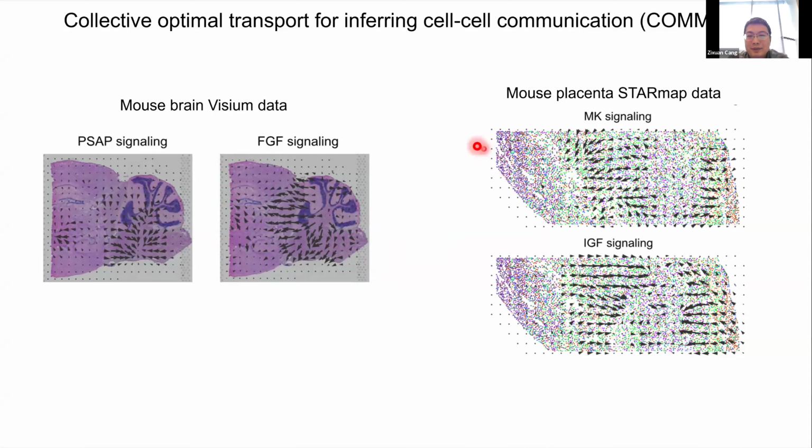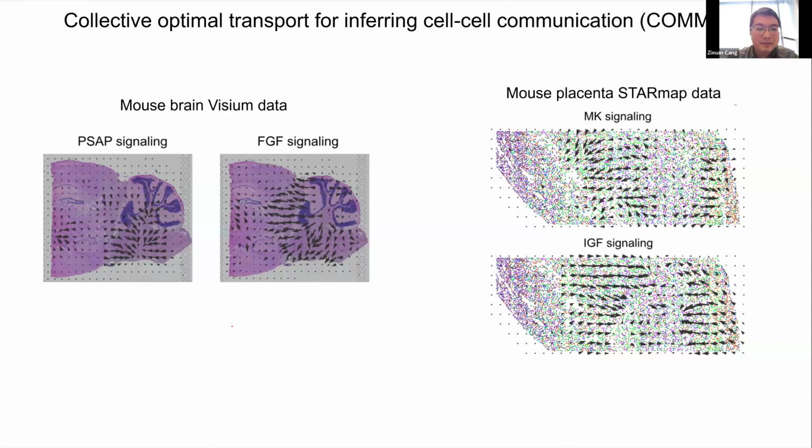And of course, if you apply it to higher resolution data, or Visium data with decomposed cell types or even mapped single cells, then we can have additional interpretation of the communication results. But basically, these are the main outputs of the method.